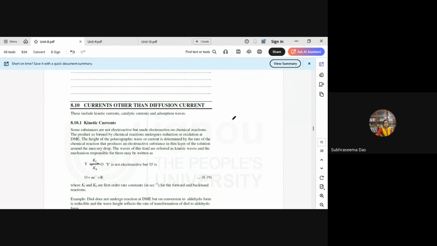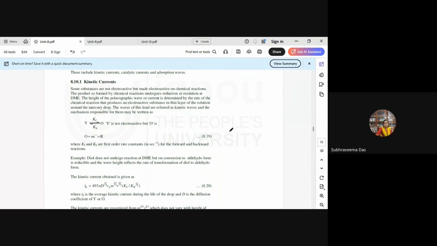So first is kinetic current. Some substances are not electroactive but are made electroactive by chemical reactions. The products so formed by the chemical reactions undergo reduction or oxidation at the DME. The height of the polarographic wave or current is determined by the rate of the chemical reaction that produces an electroactive substance in the thin layer of the solution around the mercury drop.